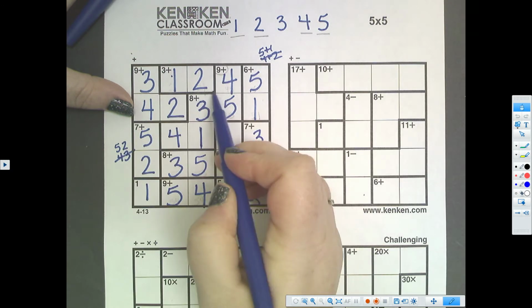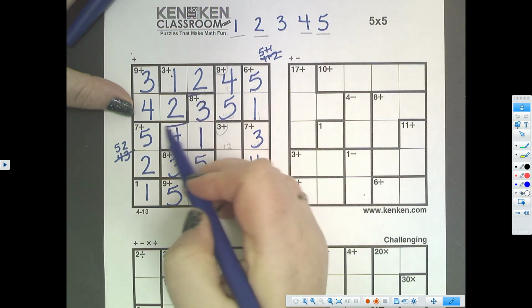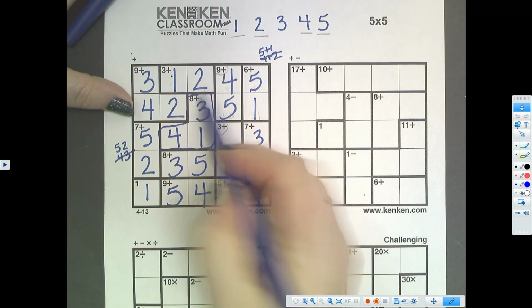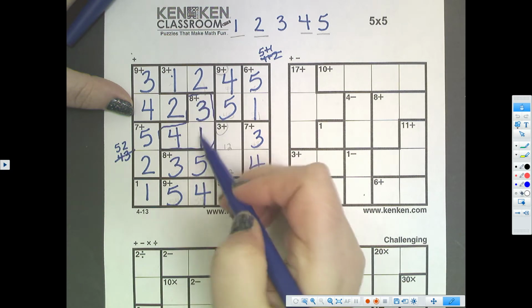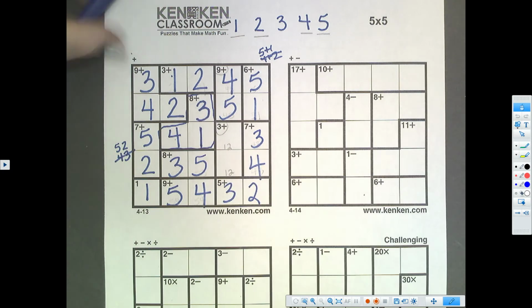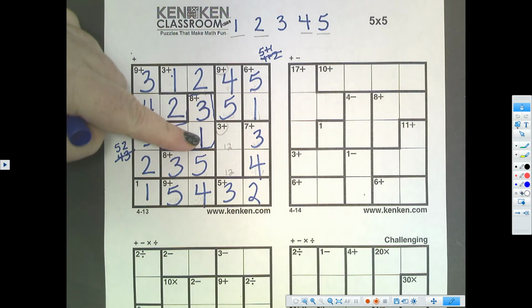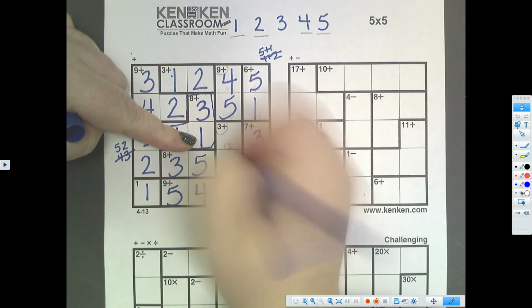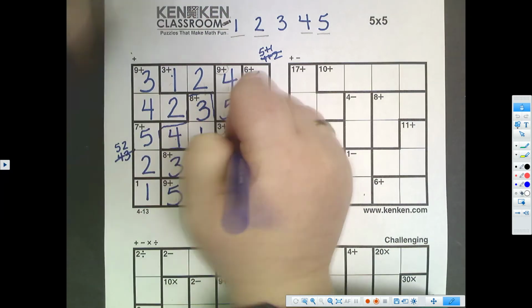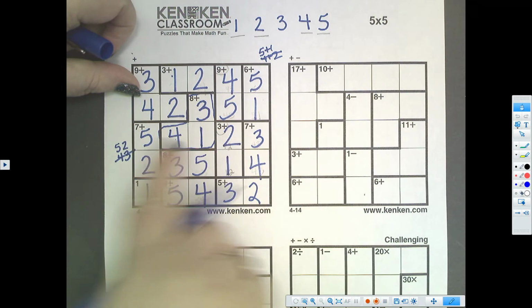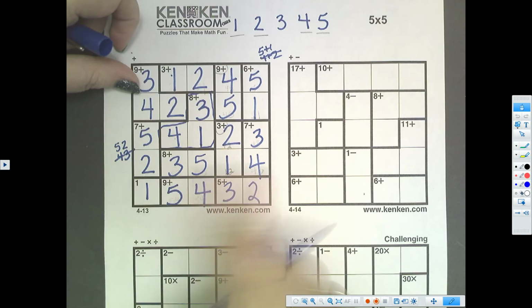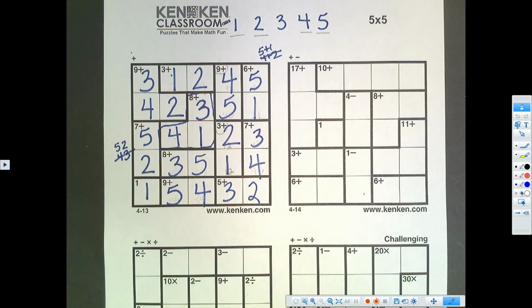Let's check the math of this box right here. 4 plus 3 is 7, plus 1 is 8. That worked out. For this one, a 1 would have to go in the bottom. The 2 would have to go on the top. And if I check 1, 2, 3, 4, 5, 1, 2, 3, 4, 5, that's how you would strategize for filling in a 5x5.